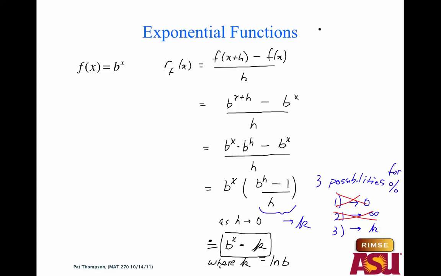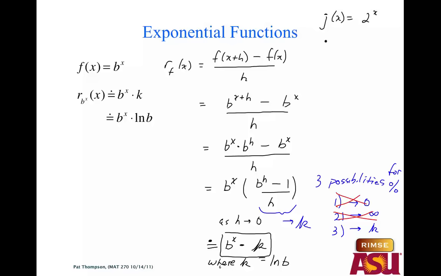Let's summarize what we just found. The rate of change function for b to the x is b to the x, the original function, times k, and that k is ln of b. So I want you to practice real quick here. Find the rate of change of 2 to the x and the rate of change of 3 to the x. If you're following, that should take you 10 seconds.